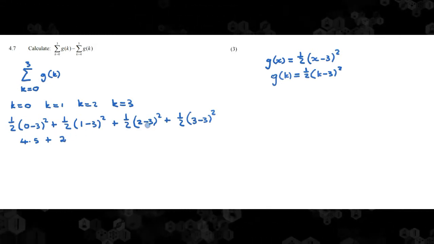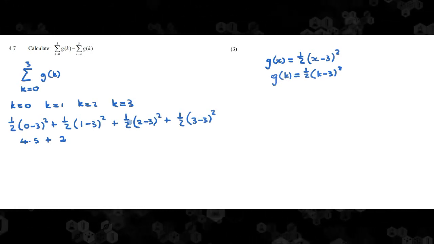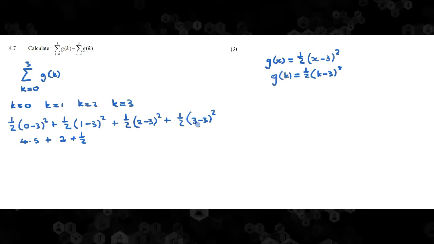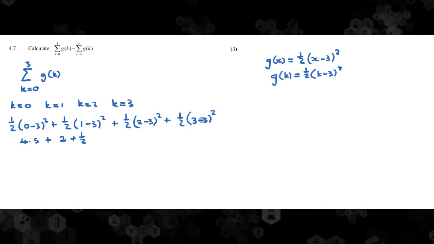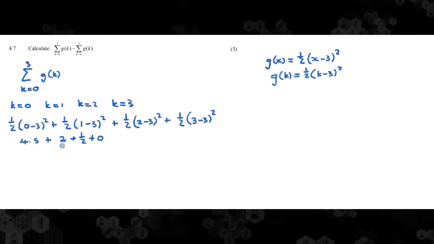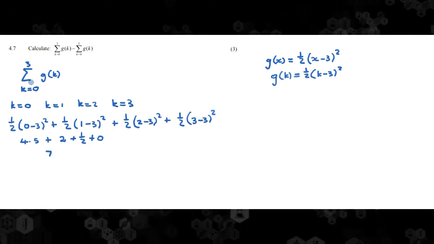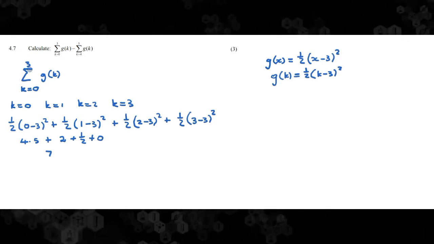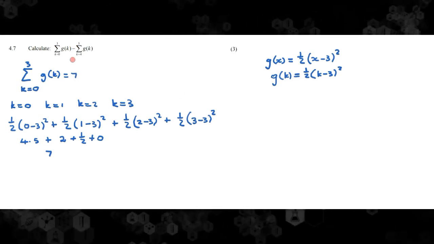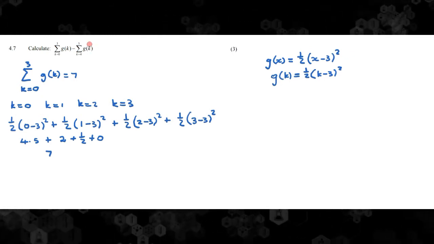Now 2 minus 3, this is negative 1. Negative 1 squared, we have a positive 1. Positive 1 times half, we have a positive half. Now 3 minus 3, this is 0, 0 squared, 0, 0 times half, then we have 0. Now 4,5 plus 2 plus half plus 0, this is 7. So the sum from k equals 0 to 3 of g of k is equal to 7. Now let's find the sum from k equals 4 to 5 of g of k.